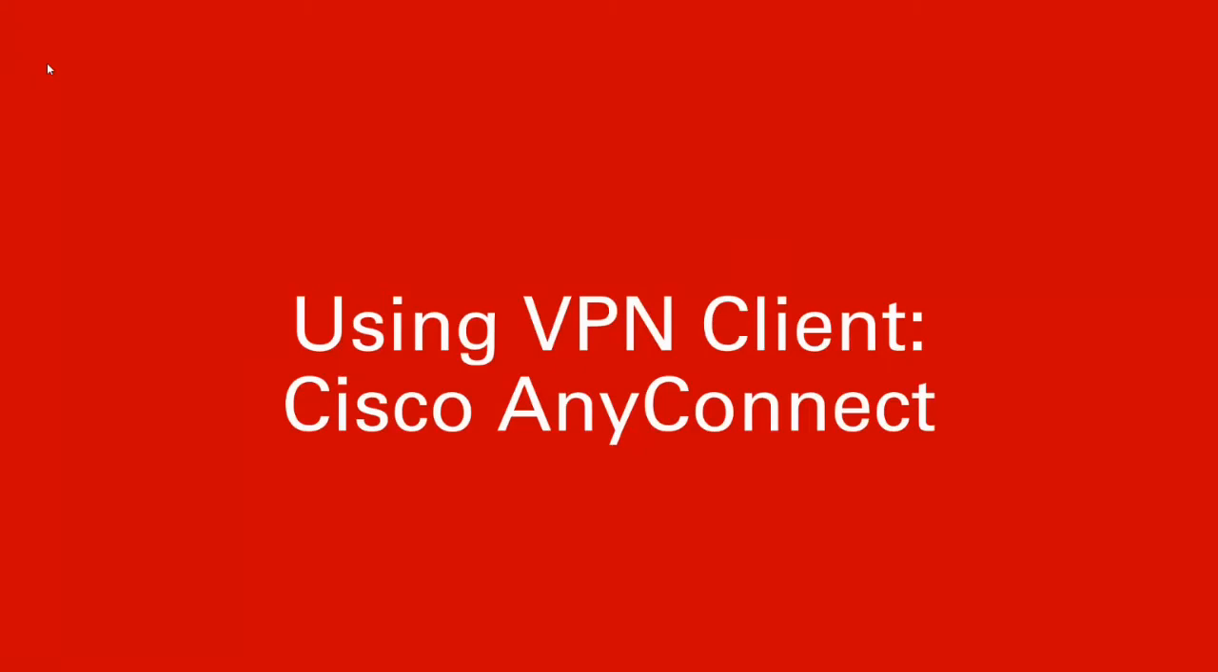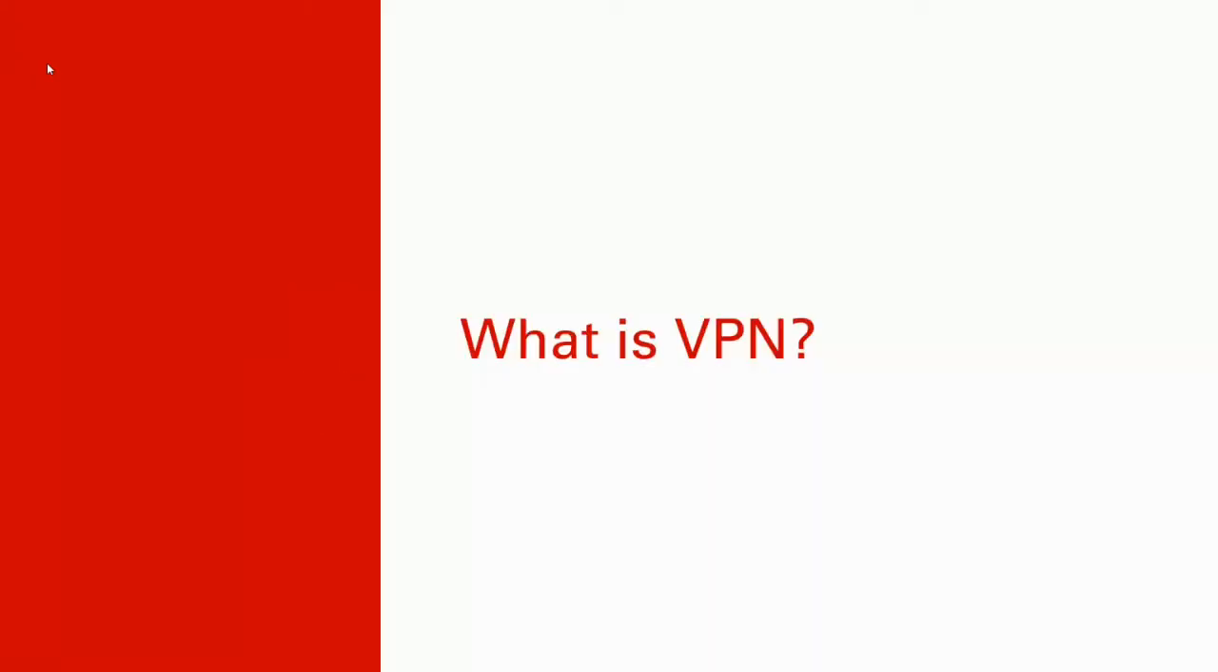Hello, in this video, we're going to be talking about how to use the VPN client Cisco AnyConnect. So to start off, let's talk about what VPN is. VPN stands for Virtual Private Network, and it's a service provided by NC State that allows you to connect your device securely to the university network remotely.